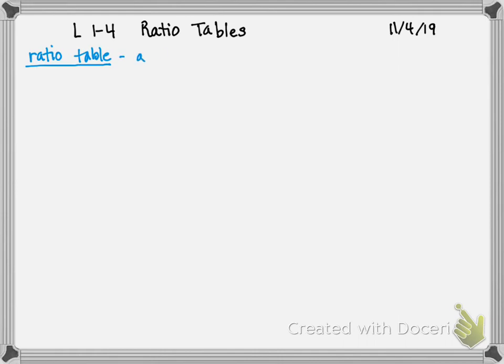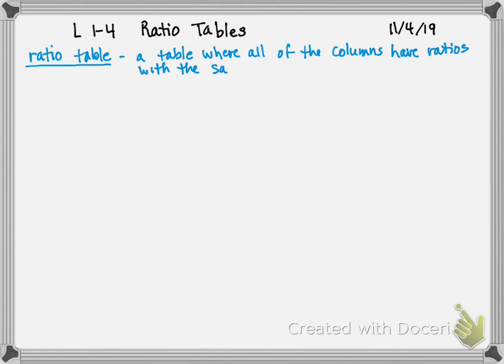So a ratio table is a table where all of the columns have ratios with the same value. Now, in order to have ratios that are different looking but have the same value, that is a special word. That's called equivalent ratios. We've talked about equivalent fractions before. Oops, sorry. There I go writing fractions. Ratios.